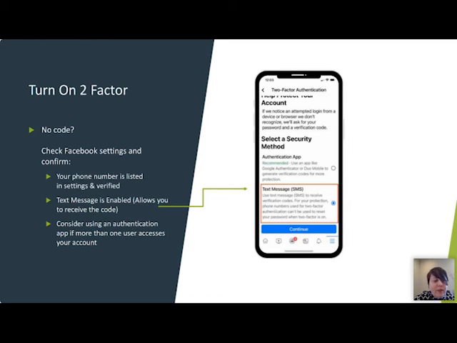So if there's one thing that I give as advice, if you cannot set up two-factor, most likely it stems from the text message aspect of Facebook and the phone number being listed in your settings and verified, and that you allow Facebook to actually send you a text message, both of which are in your settings.